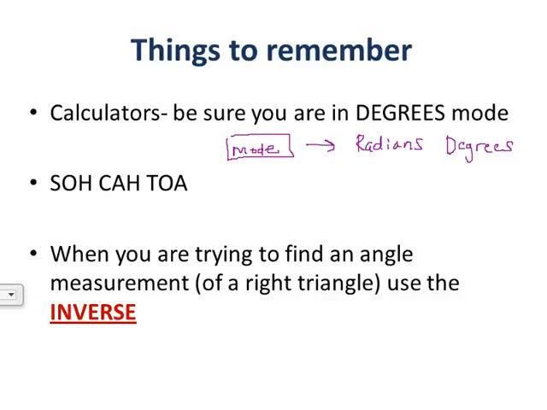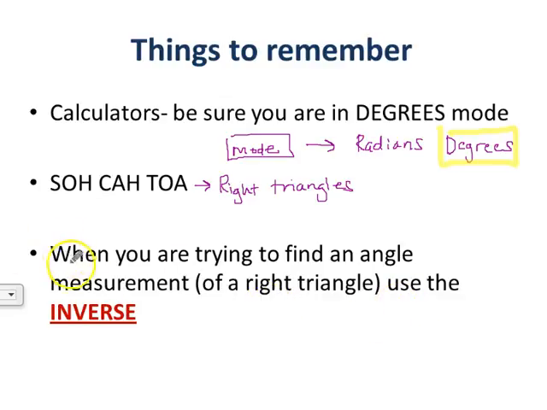And then make sure that the degrees is highlighted. That's the mode we want to be in. And then SOHCAHTOA. Remember, these are our trig ratios that are going to help us find the missing sides or missing angles of right triangles. So just a reminder that we can only use the sine, cosine, and tangent trig ratios with right triangles. So you can only use SOHCAHTOA when you're looking to solve for missing angles or missing sides of right triangles.